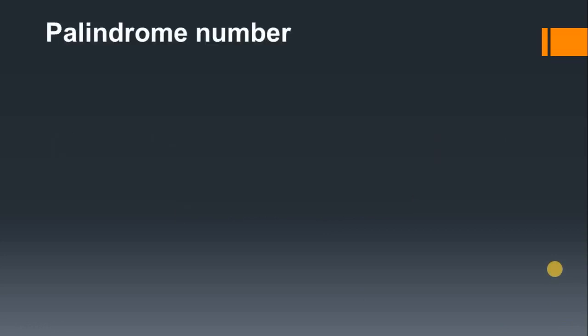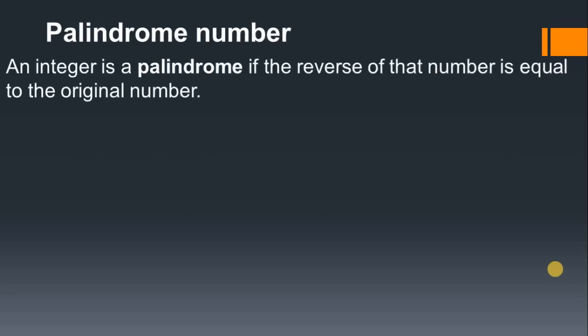So first we will understand the criteria of a palindrome number. An integer is a palindrome if the reverse of that number is equal to the original number. Means if we enter a number and its reverse, both numbers are the same, the reverse and the current number that we are entering. So if both are the same, that will be a palindrome number.